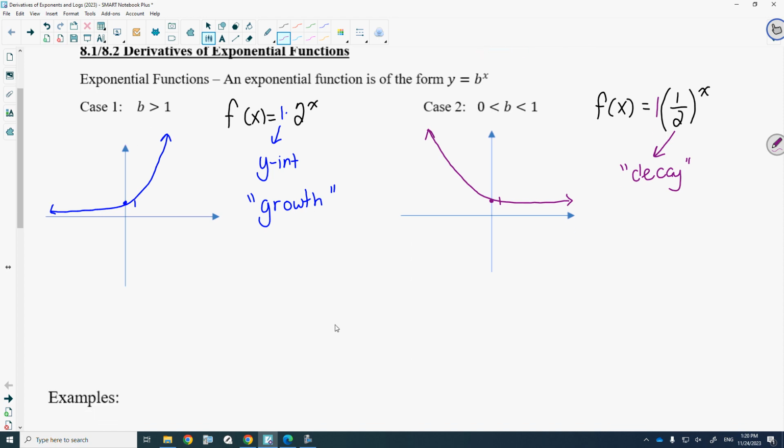So again, just to remind you of a different a value, if I said 5 times 2 to the power of x, base is 2, which indicates it would be a growth function. This graph would have a y-intercept or a vertical stretch factor of 5.